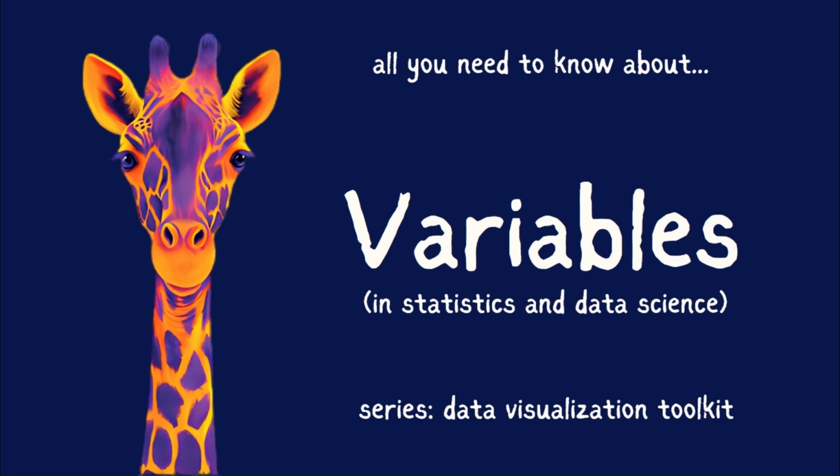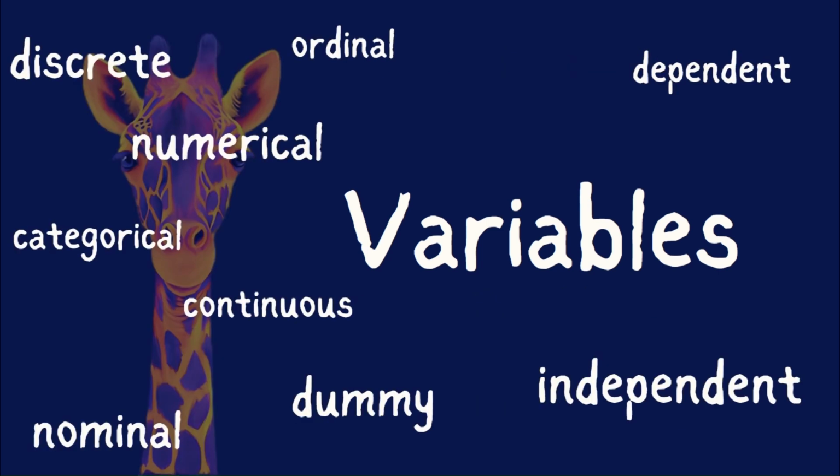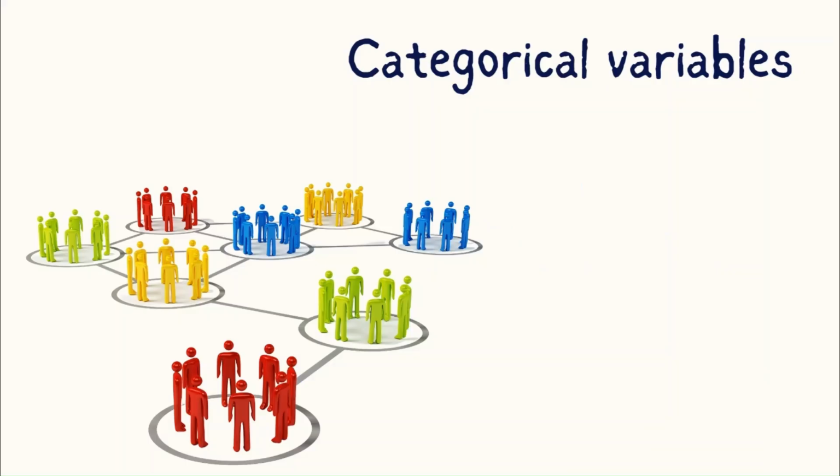Variables are characteristics that describe the world around us, the society we live in, behaviors, events, phenomena, anything that can be measured with numbers or described in words. Maybe you've heard about some of these types of variables: discrete, continuous, dummy variables, nominal, ordinal, independent, or dependent. So let's dive into it and understand their whereabouts.